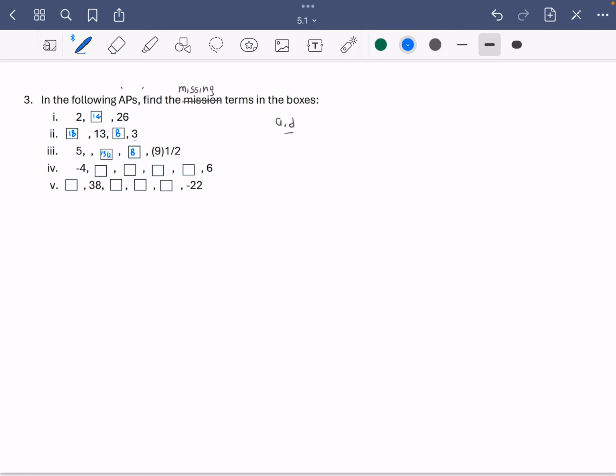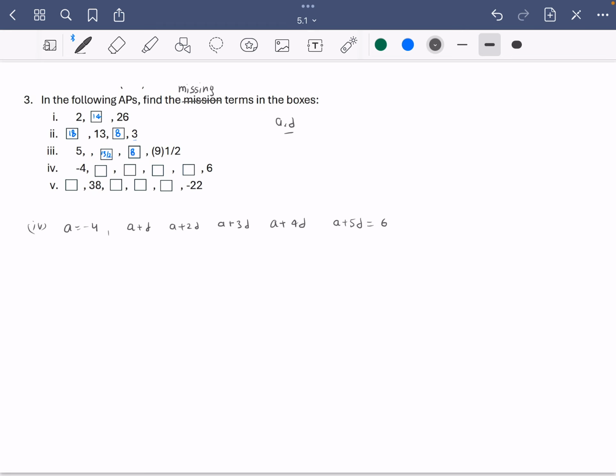Next question, fourth question. a is negative 4. Then we have a plus d, a plus 2d, a plus 3d, and a plus 4d. And then a plus 5d is going to be 6.